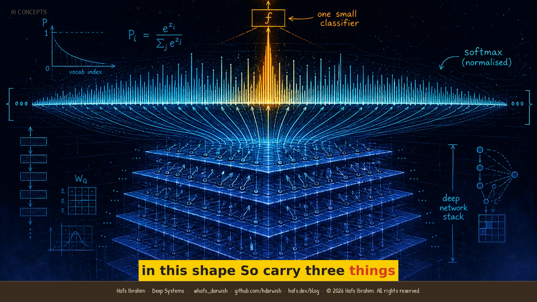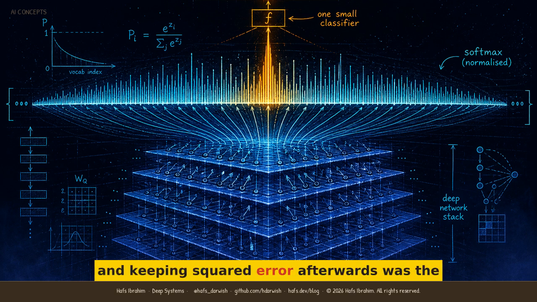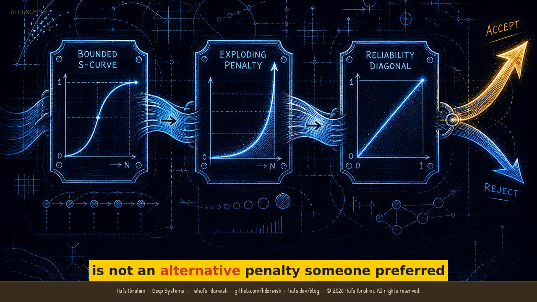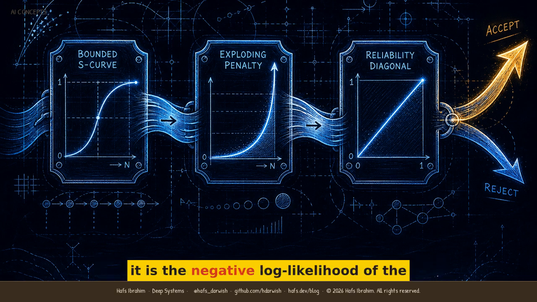So carry 3 things. Squashing the output was the easy repair, and keeping squared error afterwards was the real bug. It learns most slowly exactly where it is most wrong. Then, cross-entropy is not an alternative penalty someone preferred, it is the negative log likelihood of the coin flip you already claimed your model was, and its gradient collapses to prediction minus label because of that. And the part that matters most, it trains a calibrated probability, not a decision, so the threshold and the cost of being wrong remain your job and never the model's.